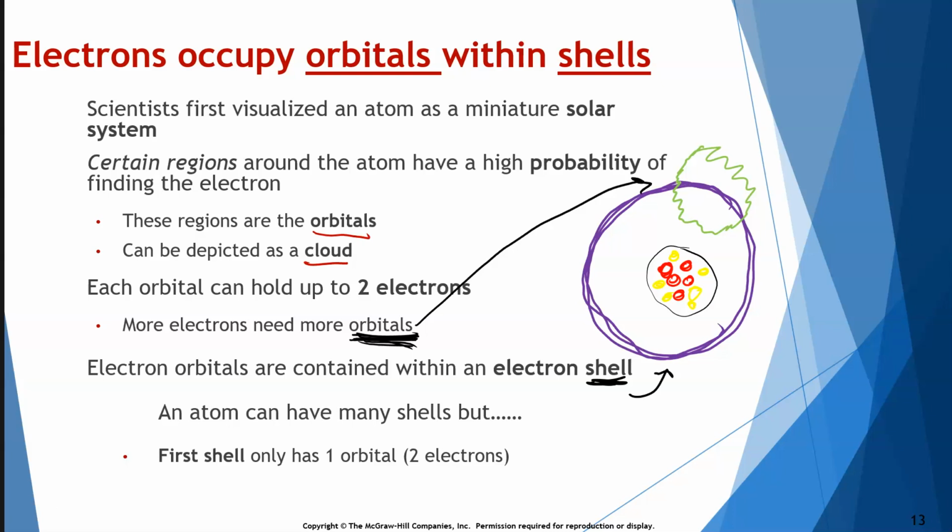An atom actually can have many shells. Let's say that is the nucleus. You'll have the first shell, the second shell, the third shell, that type of thing. Keep in mind, the first shell only has 1 orbital, meaning the first shell can only hold up to 2 electrons. That's electron number 1, that's electron number 2. If this is a little confusing to you, then I would rewind back to the slide and watch it again.